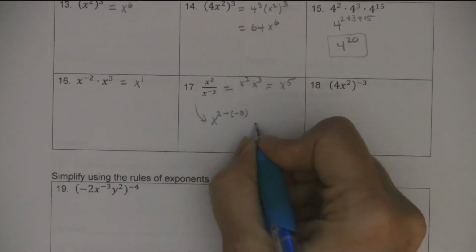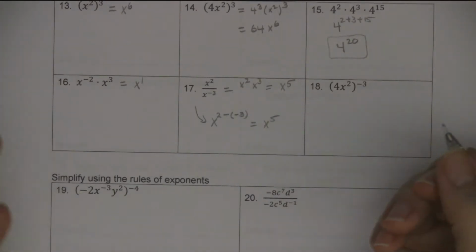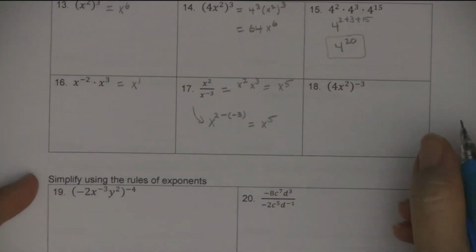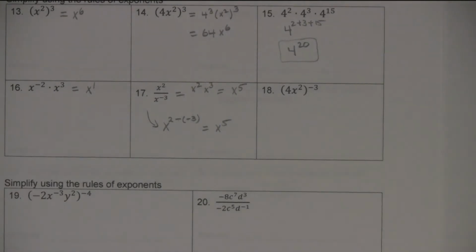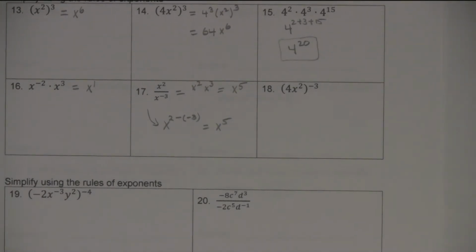Minus of a negative is a plus, so that's 2 plus 3, x to the 5th. So either way, you would get the same answer, whichever made you happy to do. And so my decision on what I think would be best here as well.